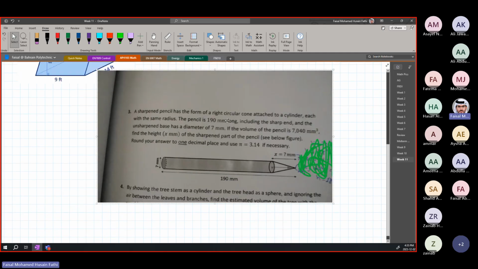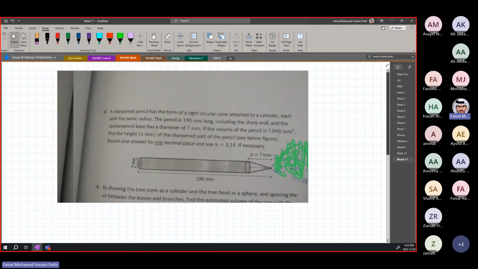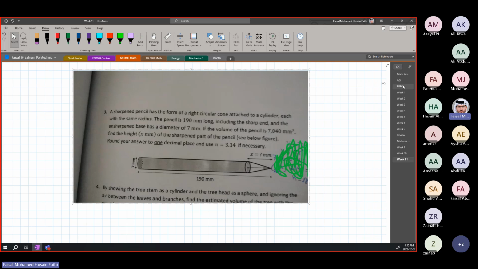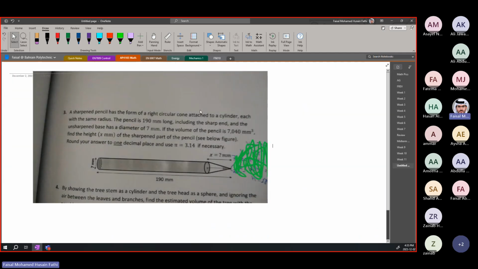A sharpened pencil has the form of a right circular cone attached to a cylinder, each with the same radius. The pencil is 190 meters long. Okay. If the volume of the pencil is this much, find the x.